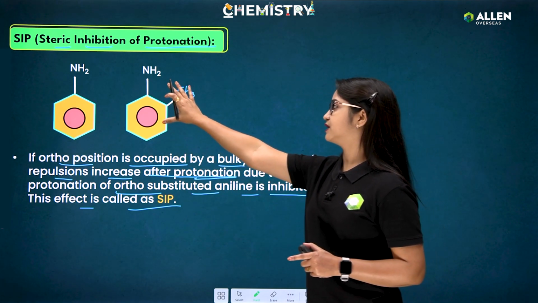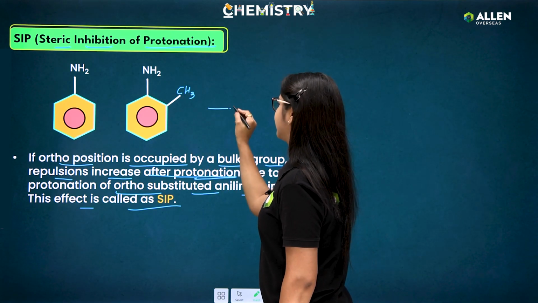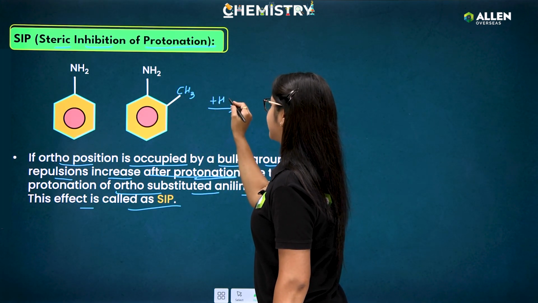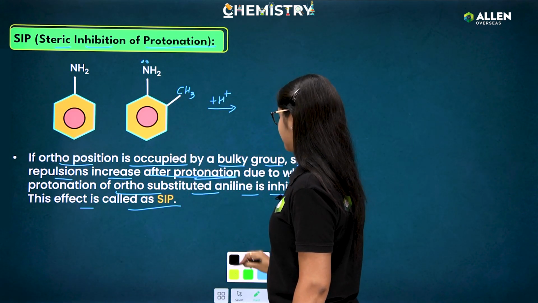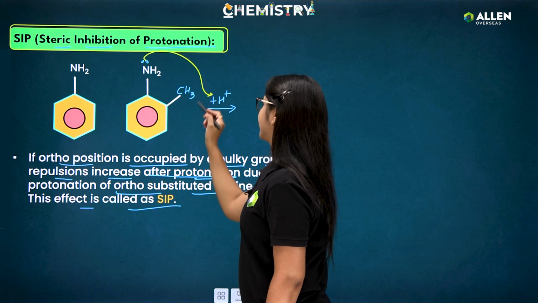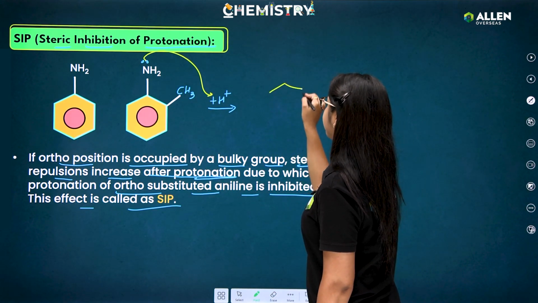Now if I talk about this molecule, suppose this ortho substituted aniline accepts the H plus ion, meaning the nitrogen donates the electron pair to the H plus ion. So if it is donating the electron pair to H plus ion, it will make the conjugate acid.